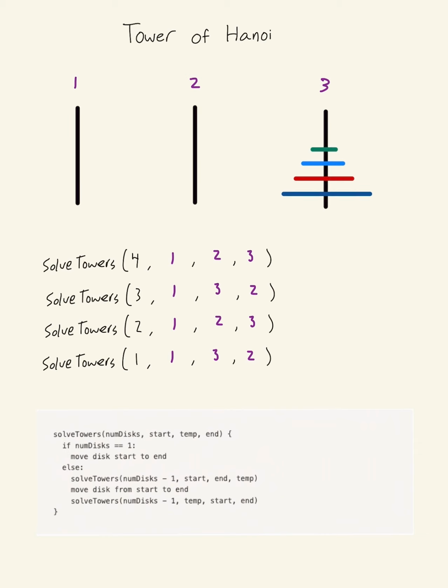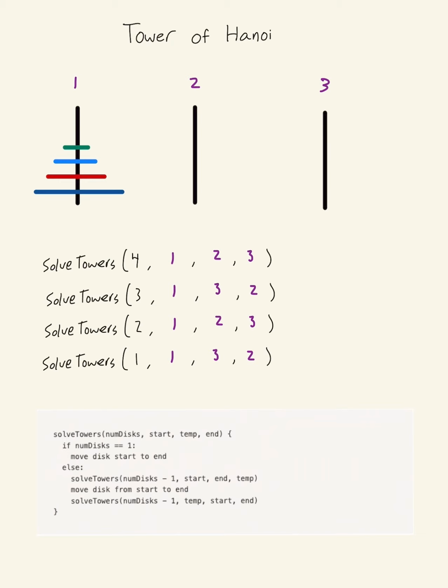So we have 3 poles. This is the start. This is a temporary pole that we're allowed to use, and this is the end pole. So we want to move the tower from the start here to the end. And this is a problem that can be solved recursively. It's a recursive problem because at every step of the way you have to solve a subproblem. And I'll explain what this means in a second by example.